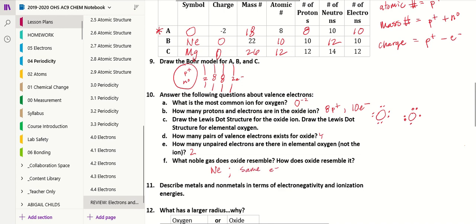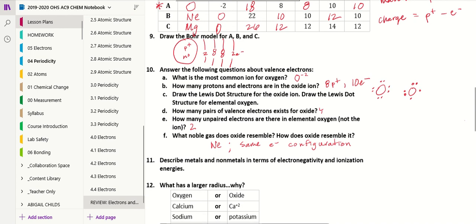Same electron configuration. So yes, same number of electrons. So again, every element wants to be like a noble gas. How do they become like a noble gas? They have the same electron configurations. All right, moving on.